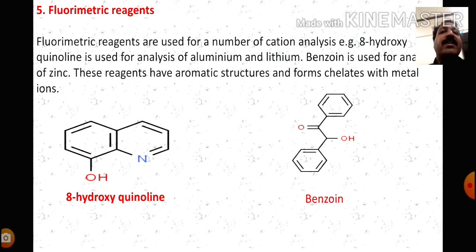Our next application is fluorimetric reagents. Fluorimetric reagents are used for a number of cation analyses. For example, 8-hydroxyquinoline is used for the analysis of aluminum and lithium. Benzoin is used for the analysis of zinc. These reagents have aromatic structures and form chelates with the metal ions.